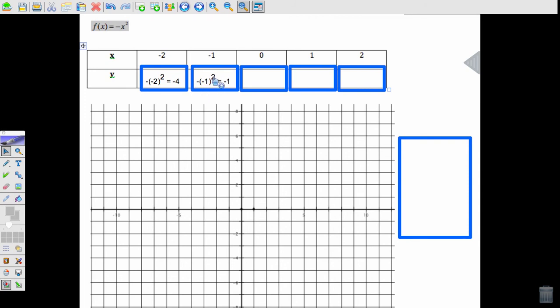We're going to do the same thing here. That negative in front of the x squared is outside. Plugging in negative 1 and squaring it, it's going to give us positive 1, but we're going to take the opposite of that, so it gives us negative 1.